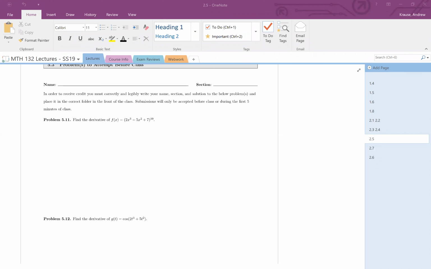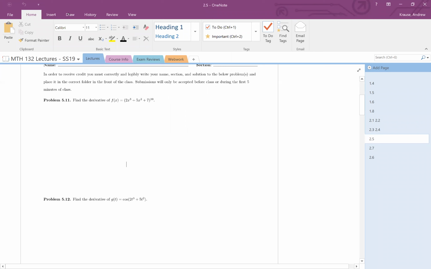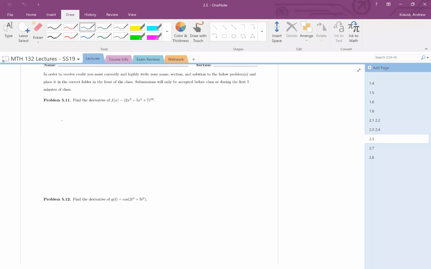So let's take a look at these first two problems here. These are both really straightforward chain rule problems that require just a single application of the chain rule. So for problem number 11 here, let's draw these functions out and see what the two different functions are. The inside function, I'm gonna write in blue here. That's the polynomial, that's the inside function, and then this thing raised to the 10th power is the outside function.